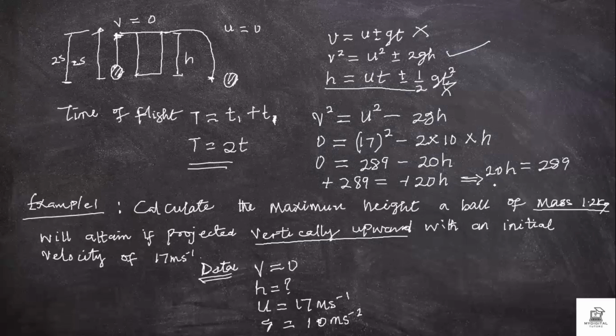is equal to 289. So divide both sides by 20. We have H is equal to 289 divided by 20. And that should give us 14.45 meters as our height. I hope this is understood.